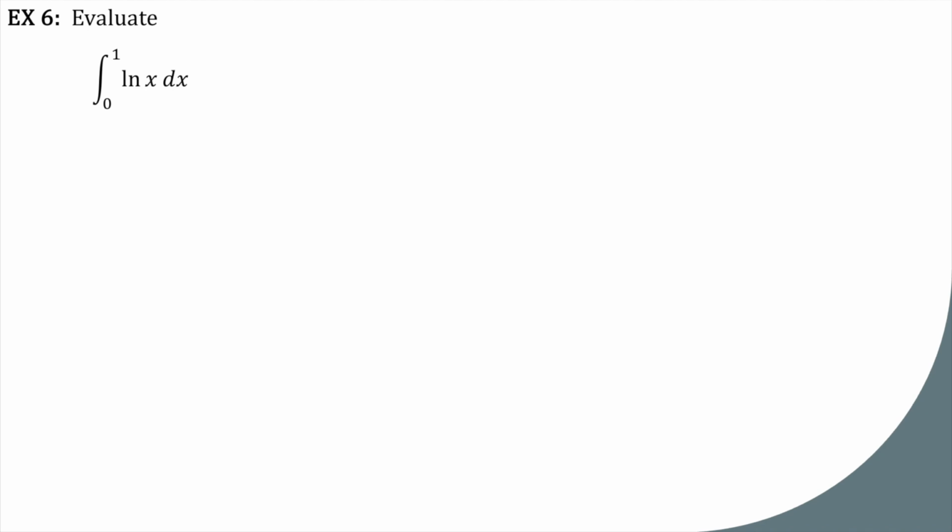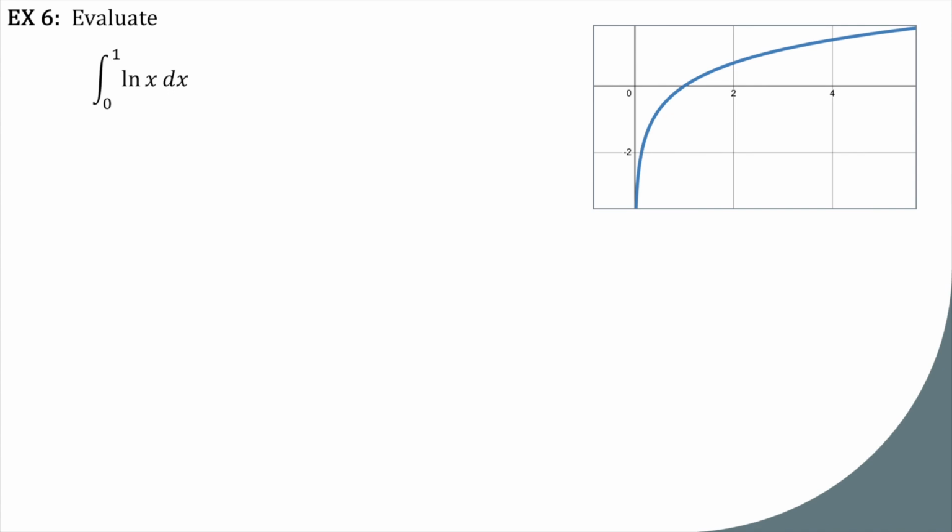So let's try this one. We're going from 0 to 1, ln of x dx. Now, why is that a problem? Well, if you graph it, you can see that ln of 0 is undefined, so we cannot use 0 as one of our bounds. So we'll have to rename that as something else. We can call it a, and then we'll take the limit as a approaches 0 from the right, ln x dx. All right, how do you take the antiderivative of the natural log?